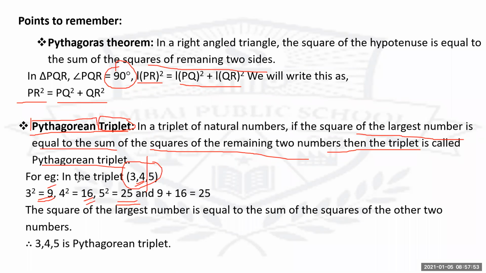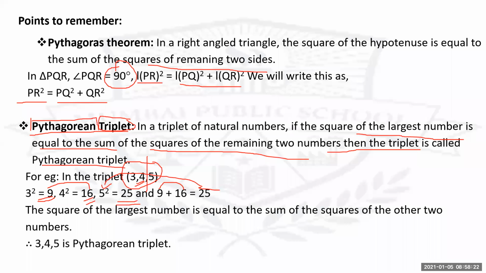So what will you get? 9 plus 16. Check. 9 plus 16 equals 25. That means it is the square of the largest number. Understand? So the numbers 3, 4 and 5 are the Pythagorean triplet. The square of the largest number is equal to the sum of the squares of the other two numbers. Therefore 3, 4, 5 is a Pythagorean triplet. Is this clear to all the students?